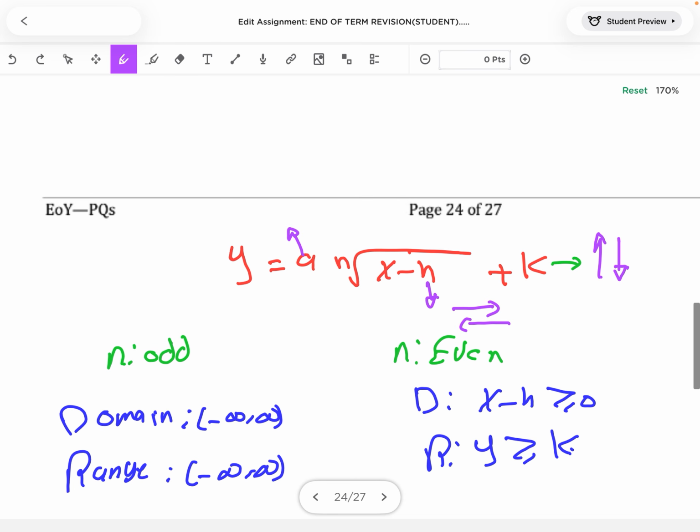A is a vertical stretch or compression. Although I didn't see any question in the revision regarding the transformation.